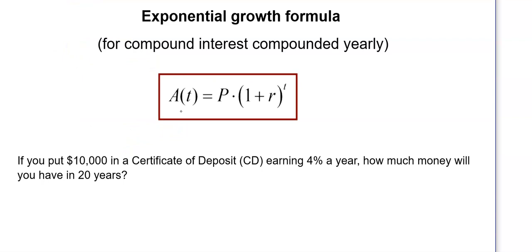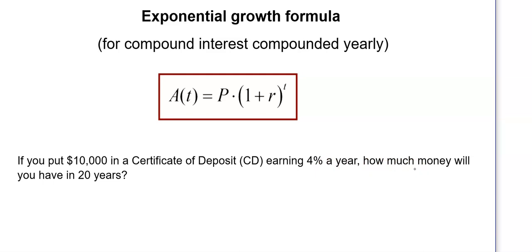Okay, exponential growth formula. So this is a formula for compound interest. Interest is compounded yearly. So if you put $10,000 in a CD, which is a bank product called a certificate of deposit, it earns 4% a year. Oh, that's really good. No bank's giving that right now. How much money will you have in 20 years?